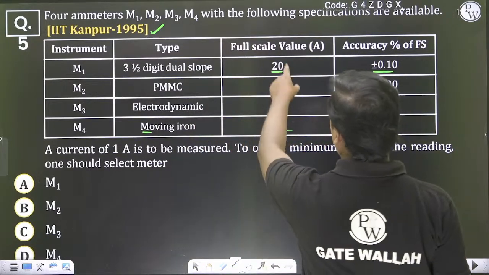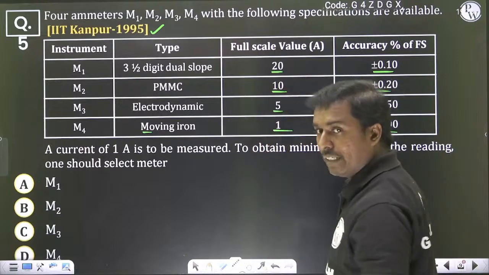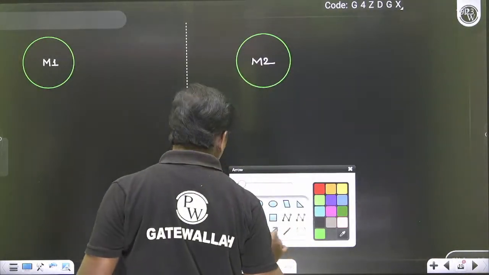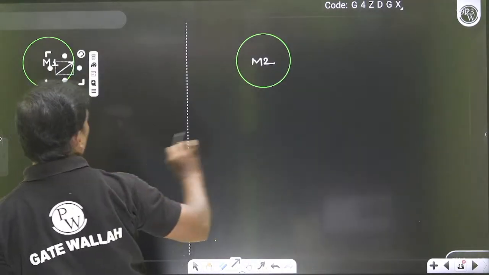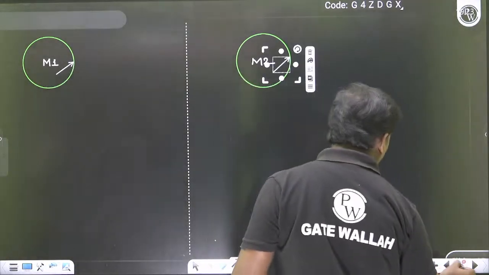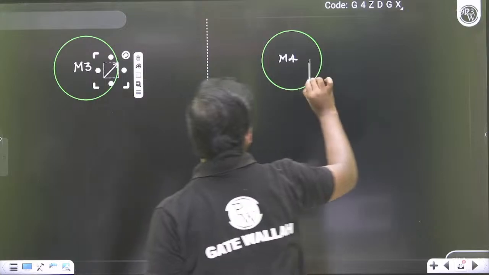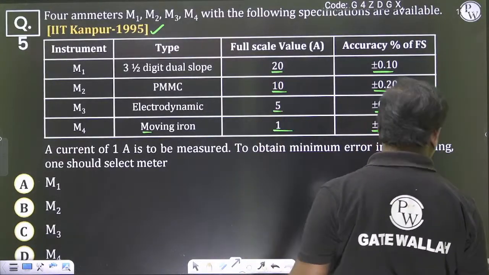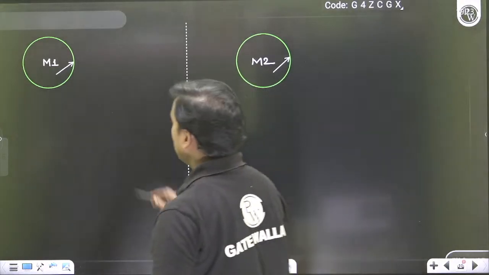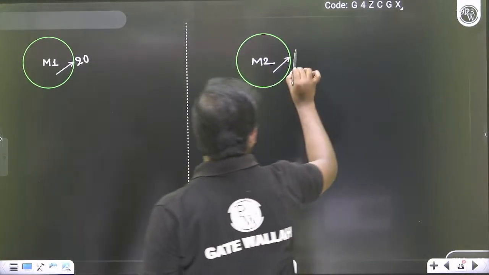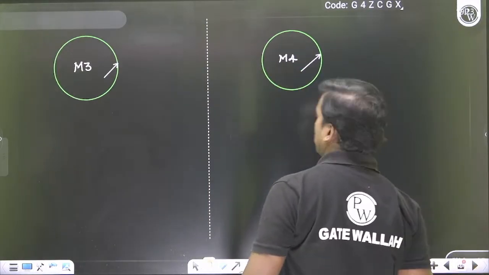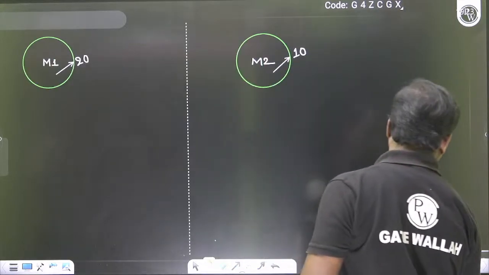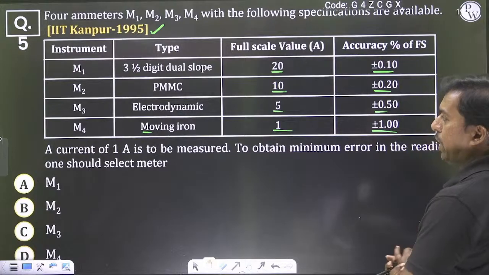Because in every case the measurement is current, the full scale value is 20 amperes. This is 10 amperes, this is 5 amperes, and this is 1 ampere. So 20, 10, 5, 1. Very good questions.